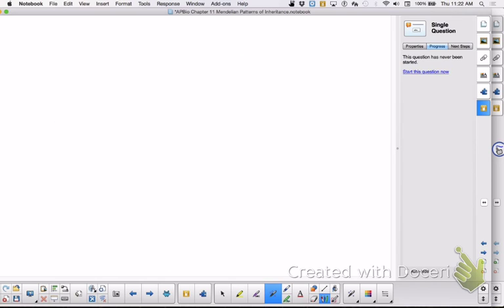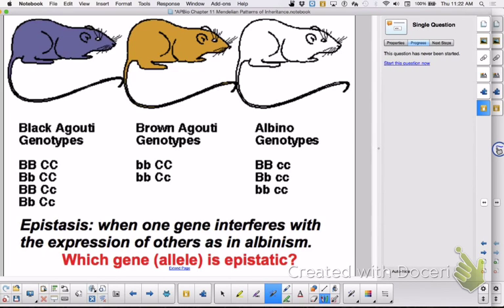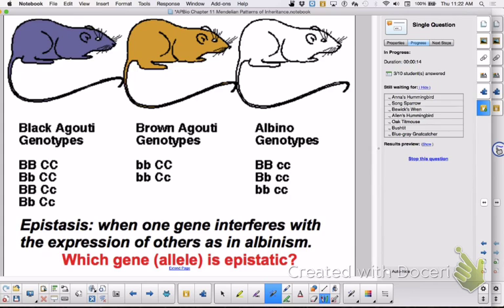Oh, I did not know there was a question here. I guess I did put a question in here. So tell me which gene, which allele, is epistatic. I only need a one-letter answer.